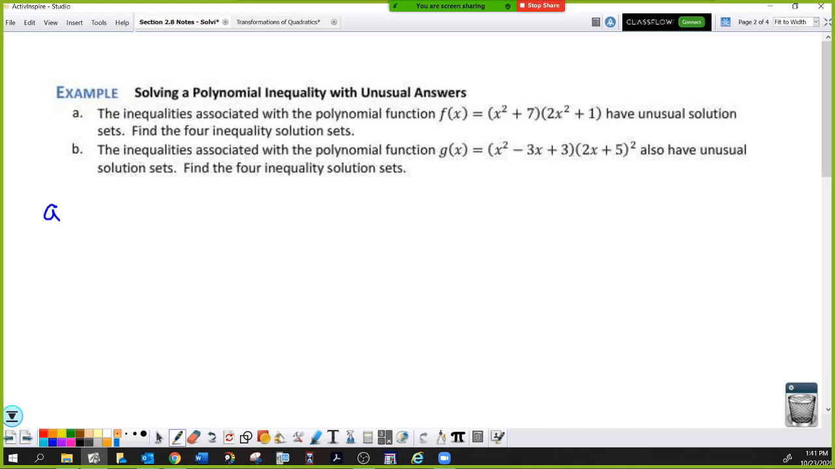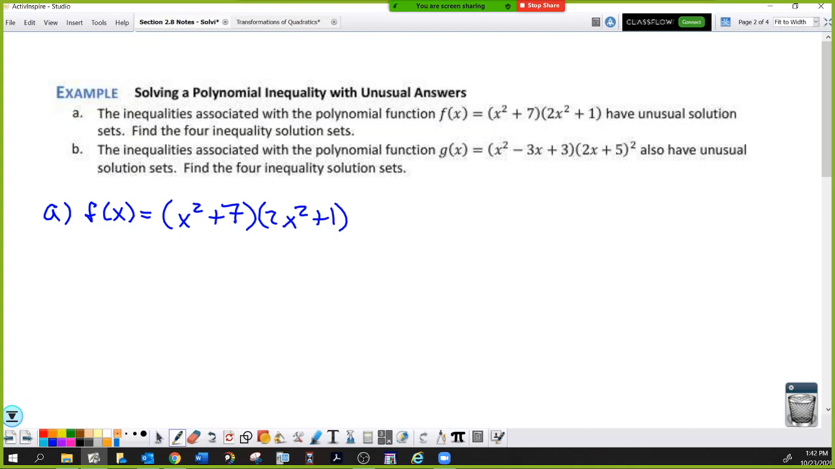I'm just going to rewrite the polynomial up there. We have f of x equals x squared plus 7, that's a quadratic, times 2x squared plus 1, also a quadratic. Well, what are these zeros? What would make the insides equal 0? Nothing. This thing is never 0.